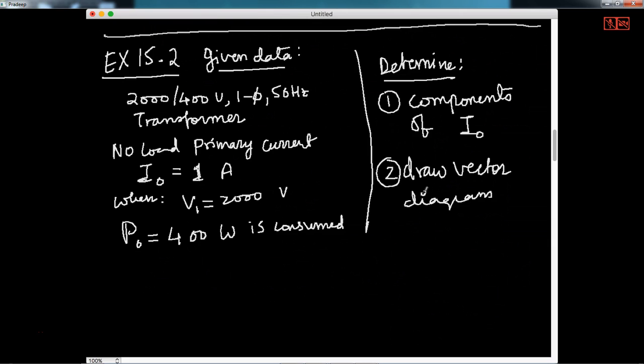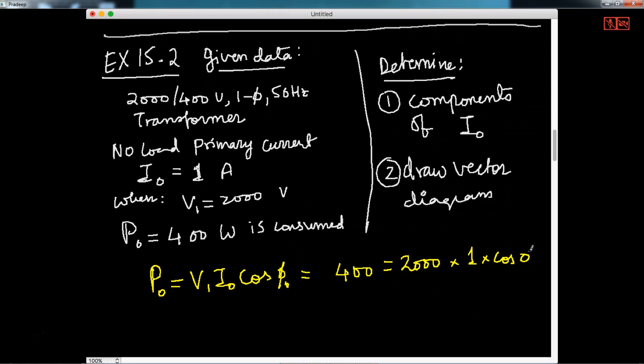So let us do this. Let me quickly solve it myself instead of asking you to solve it, though you are still free to try. What we have here is input power P naught, let me write the answer in a different color, which is V1 I naught, or V naught I naught, cos of phi naught. So from this, 400 equals 2000 into I naught, which is 1 ampere, into cos of phi naught. So first from this I can find out cos phi naught.